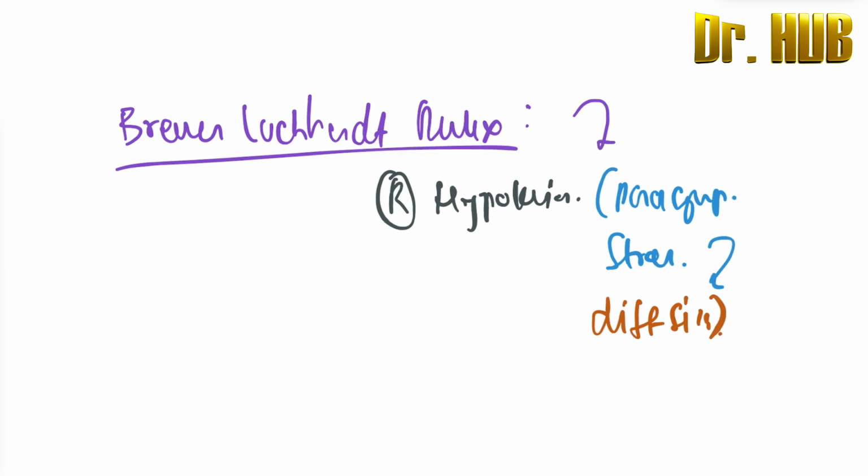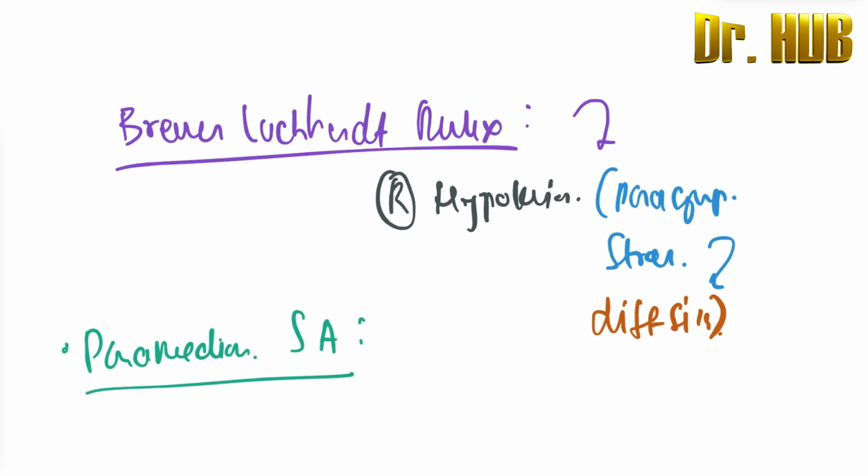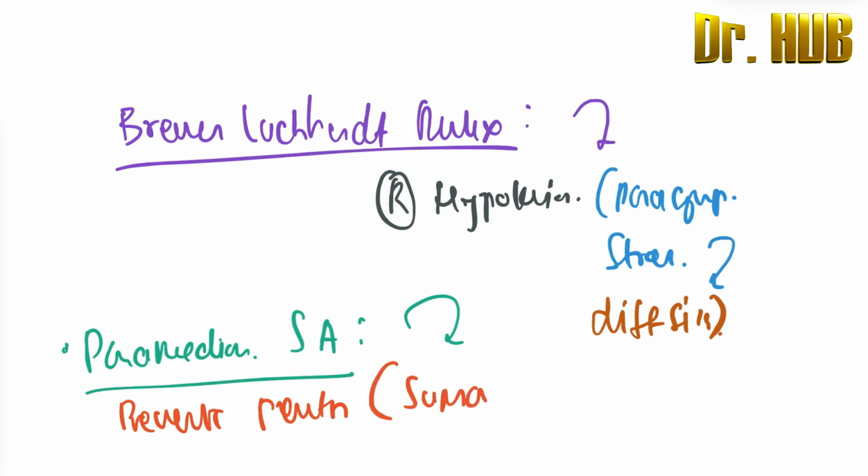Next is the paramedian spinal anesthesia, paramedian SA. The paramedian approach prevents the penetration of the supraspinous and the interspinous ligament.